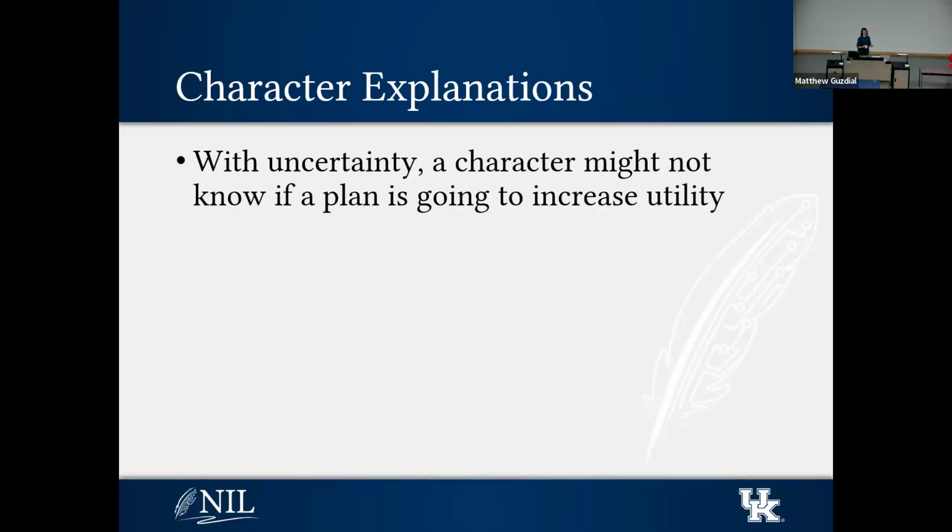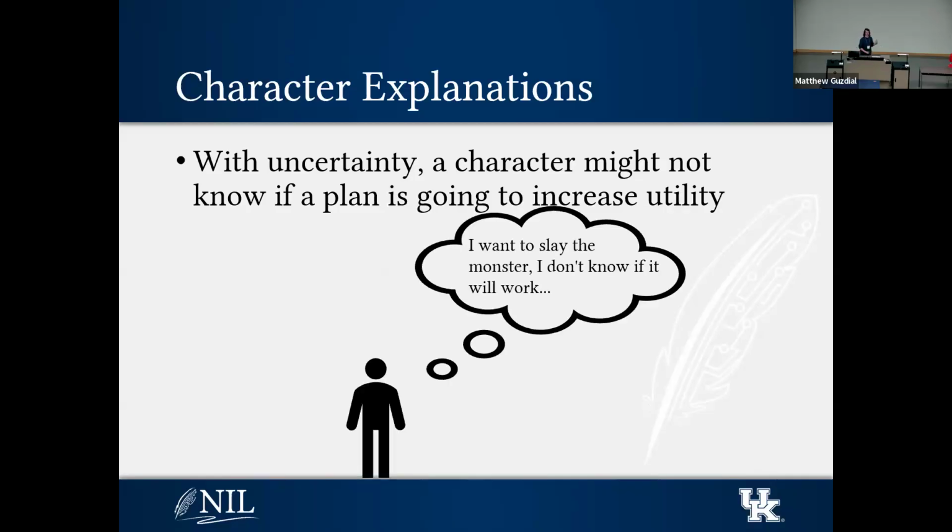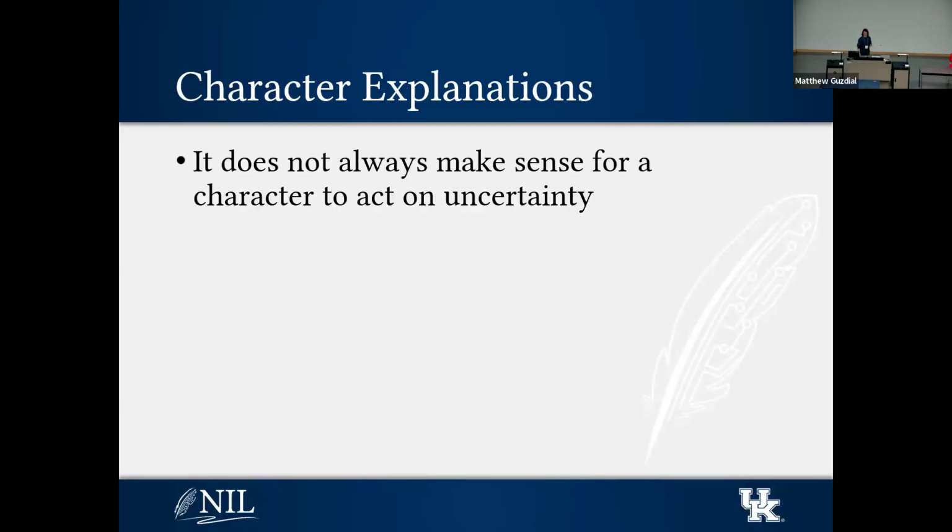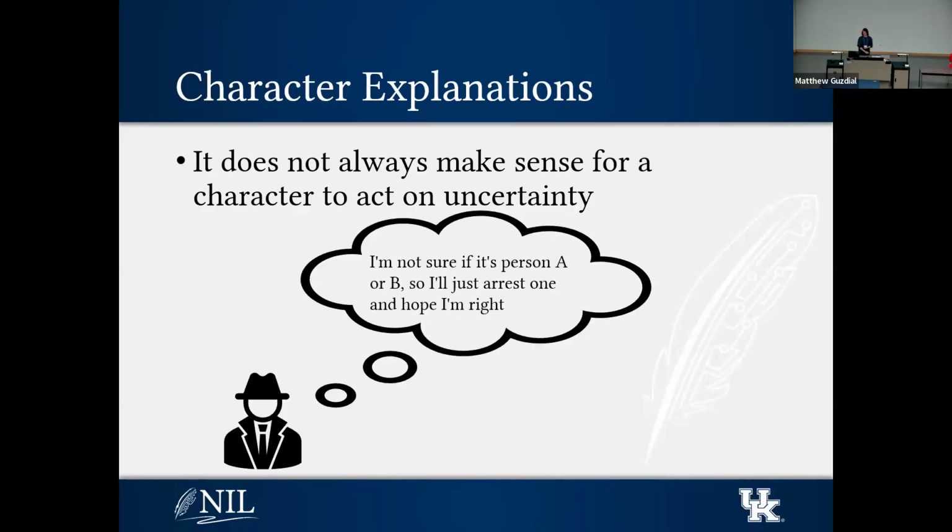But with uncertainty, they don't know if a plan is going to increase their utility. So for example, a character might want to slay a monster, but they're not sure if that's going to work or not. However, one of the problems that we've seen is that it does not always make sense for a character to act on their uncertainty. For example, a detective, if they don't know if it's person A or person B, definitely should not just pick one and hope they're right.